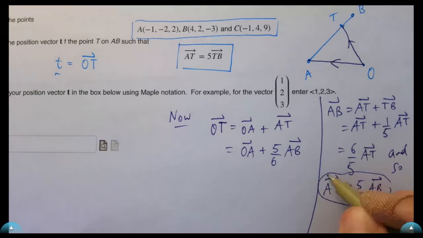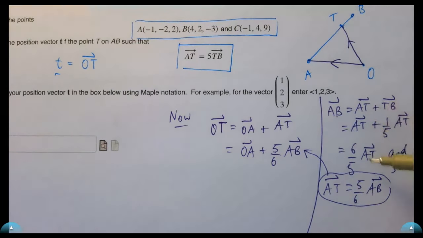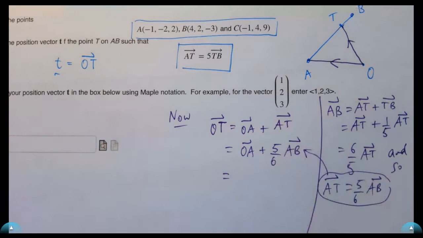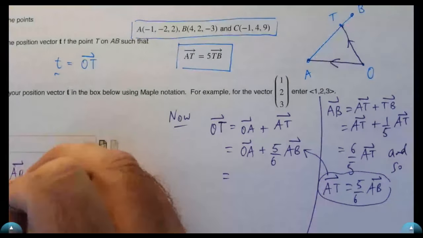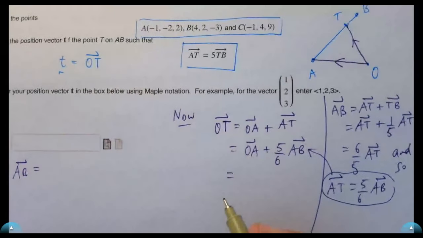So what we've done is put that in there for AT. Now a lot of students get confused with that step, so I've put a couple of extra lines in there. Okay, so let's compute AB and we can work out what our final answer is.